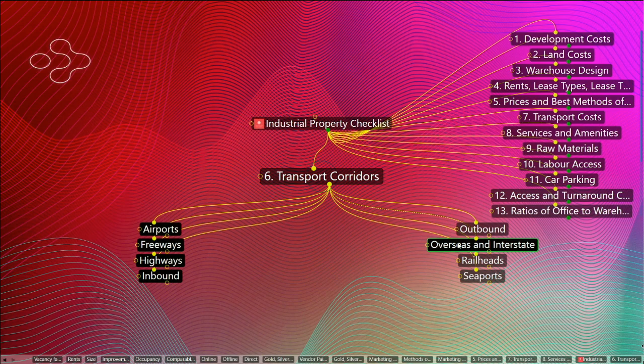Now, some industrial businesses like to access overseas and interstate ports, and you should look at how that occurs. Of course, some towns and cities have those access points readily organised at the edge of their town or city so that the transport corridors can work quite well. So understand the outbound transport corridors, taking into account all of these things that I've mentioned here. So transport corridors, that's the checklist. Airports, freeways, highways, seaports, railheads. How practical are they for your particular industrial business or precinct?